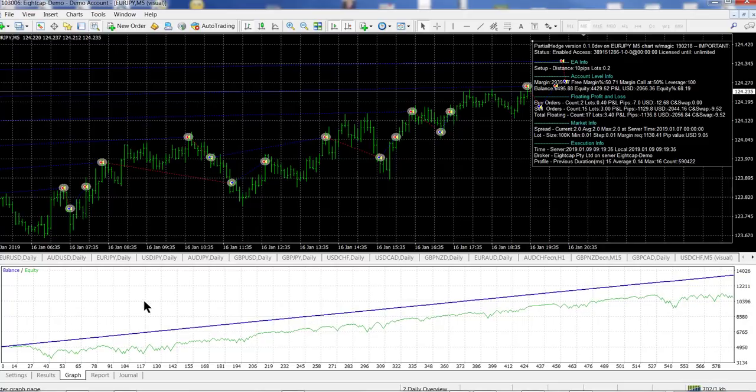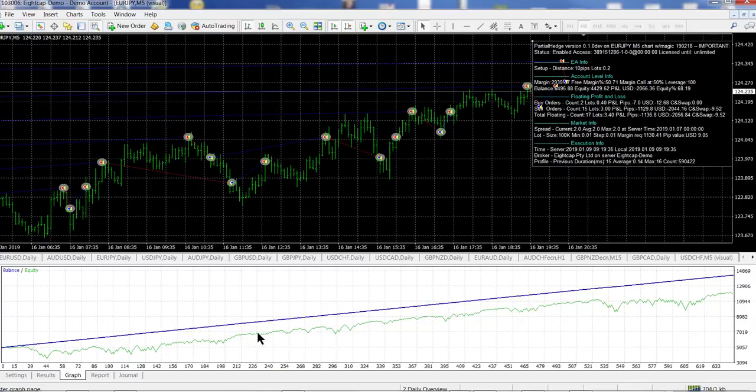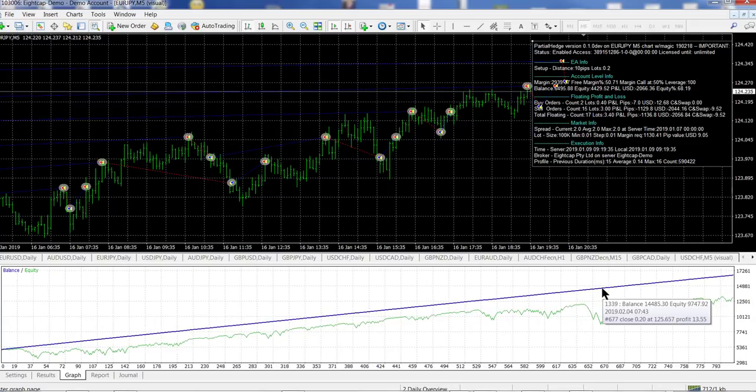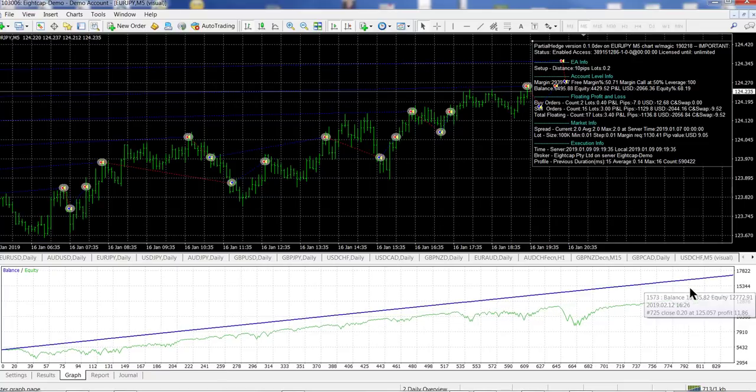While the trading's happening, you'll see that the blue line represents your account balance and the green line represents your equity balance. Now you can see how the equity balance is always below the blue line in this particular case, but they are both climbing upwards quite nicely, and sometimes the gaps between the blue line and the green line become big and sometimes they are quite small.